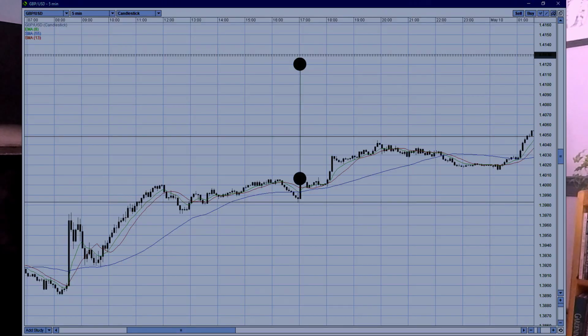I've mentioned several times that last year I took a picture of a 132 pip pin bar on a 1-minute chart on pound dollar. And what caused that? Order flow. Okay, well, that's what caused it, but why did the order flow come?